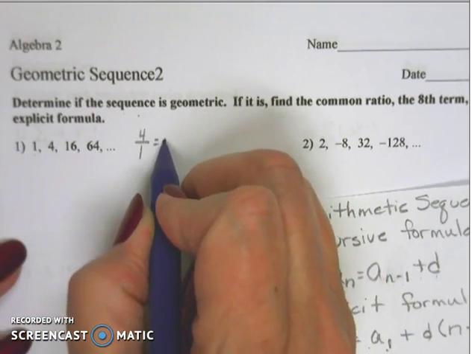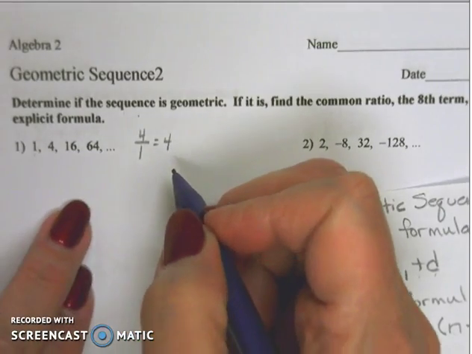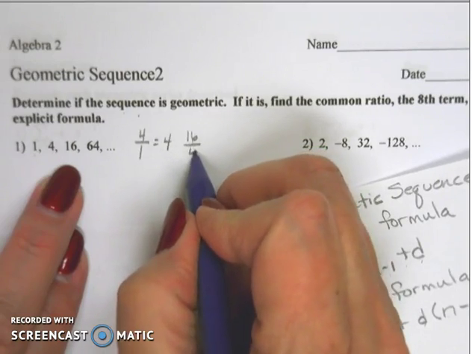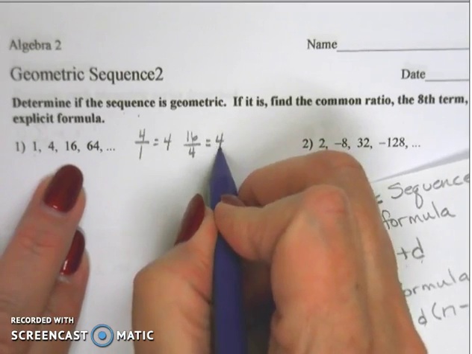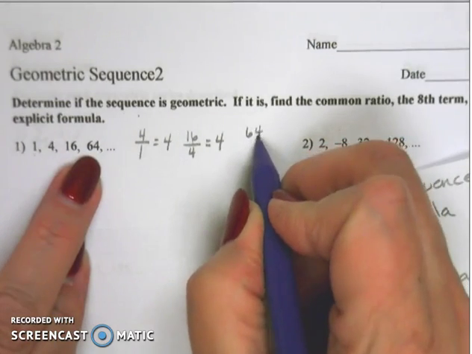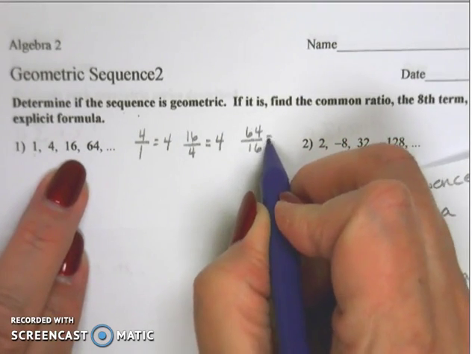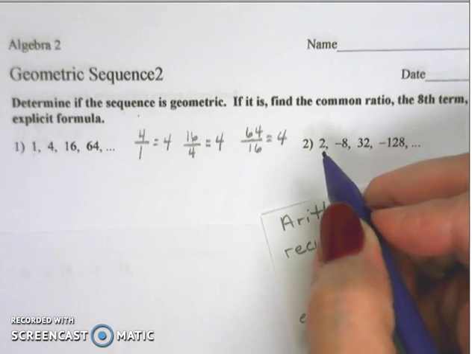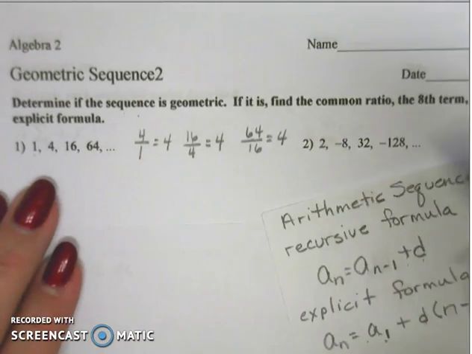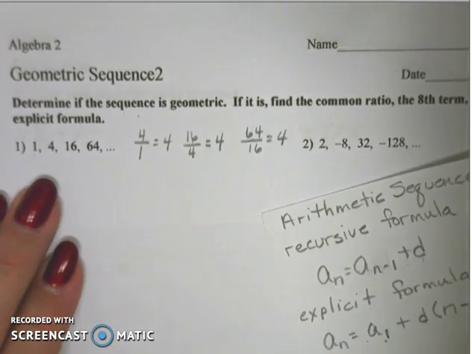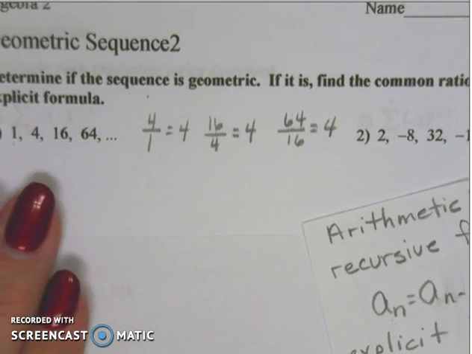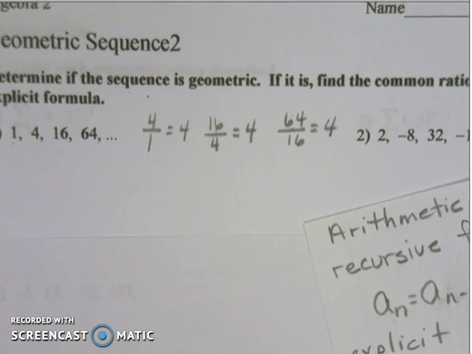It equals 4. Well, it also should be true that 16 divided by 4 should also equal 4. And that 64 divided by 16 is 4. I take each term and divide it by the one that's next to it, before it, and it should give me the same value.